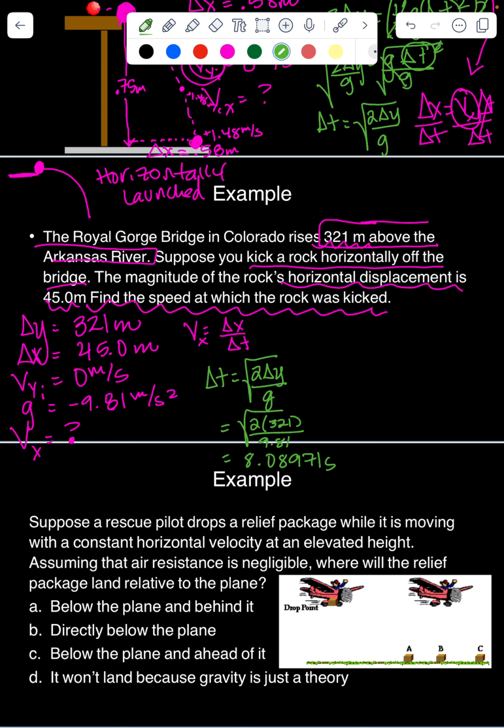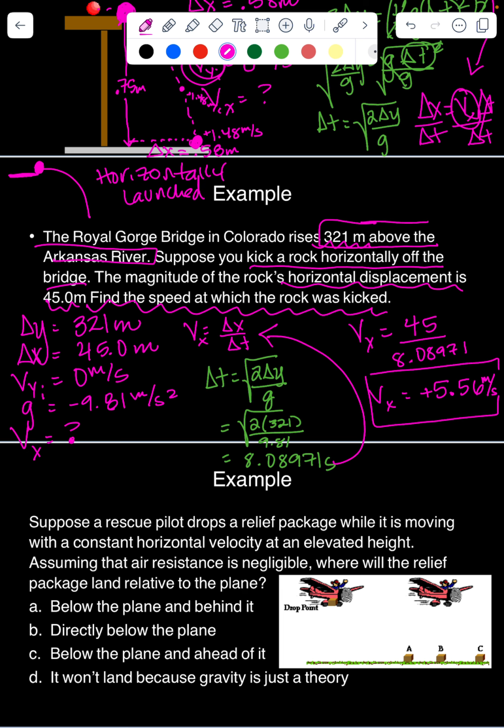Now that we have our time, we can substitute that into the original equation. So we can bring that back up here. Our horizontal velocity is equal to our horizontal displacement over our time. 45 divided by 8.08971, we divide those out and we should get 5.56. Now this 5.56 is a velocity, so it's meters per second. And velocity is a vector quantity, so we add that direction to it.